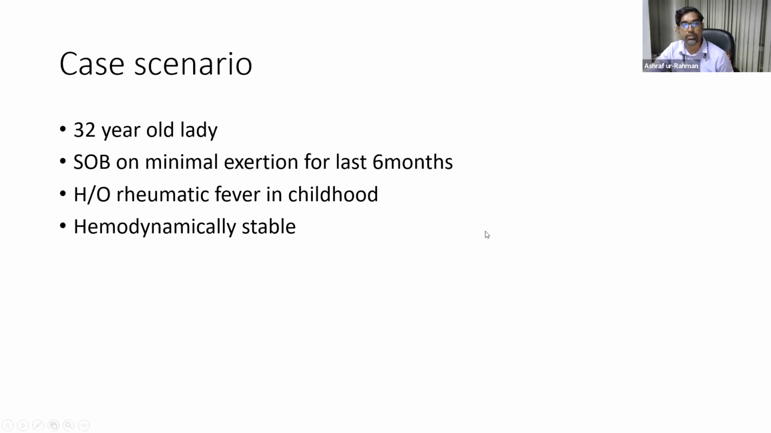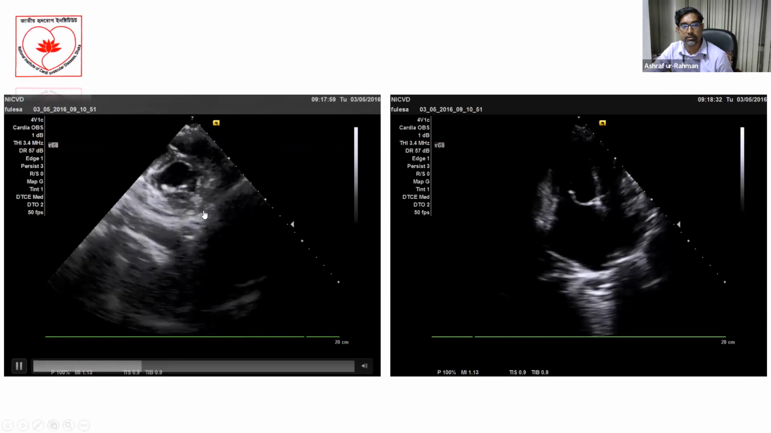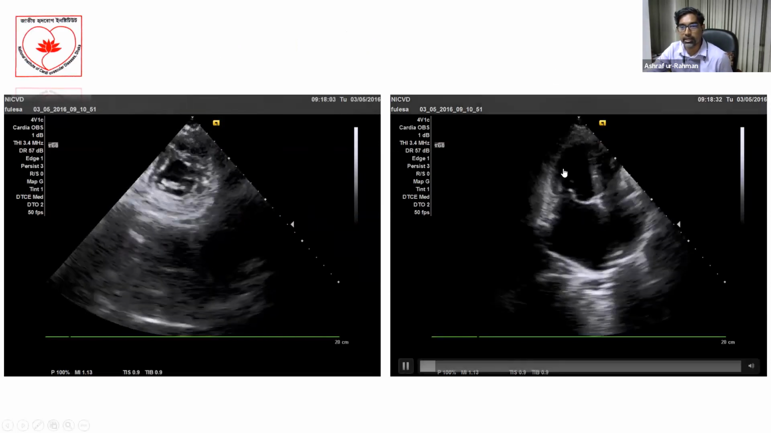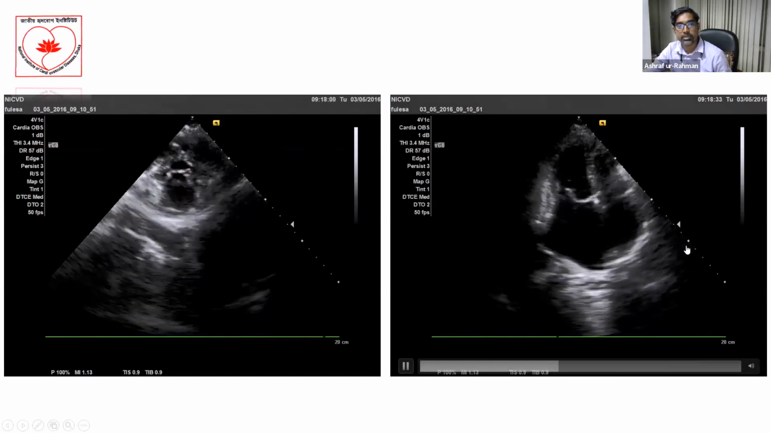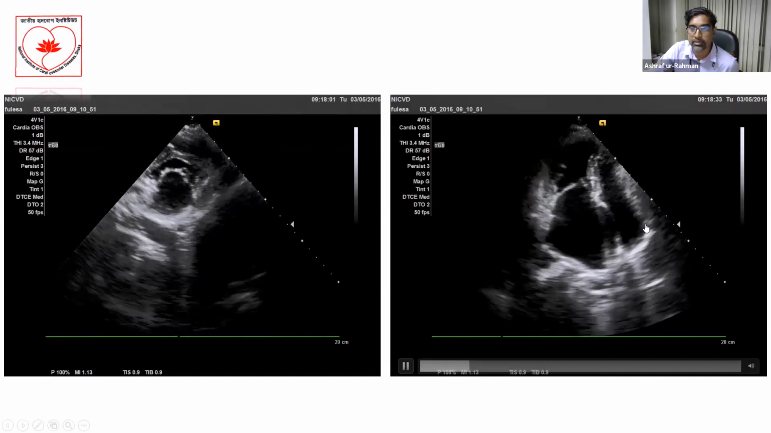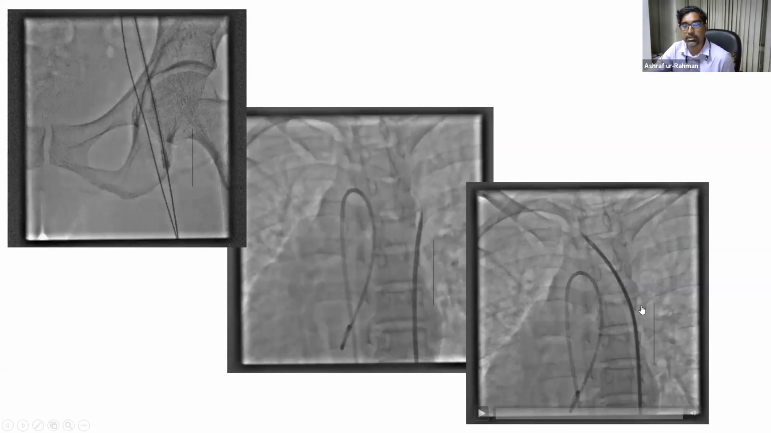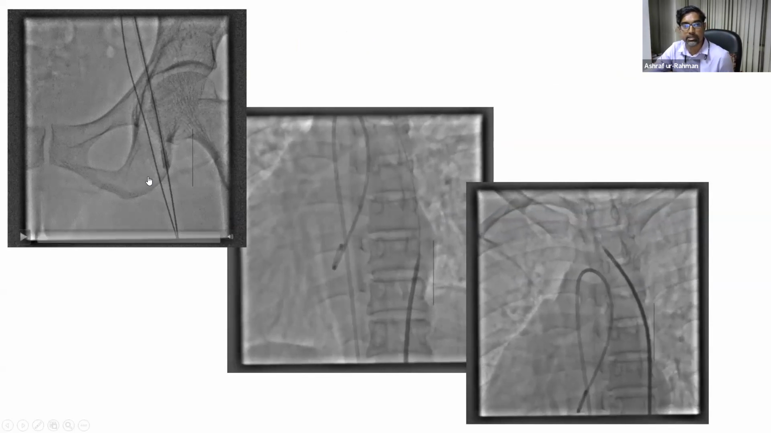The next case, a 32 years old lady with shortness of breath for the last 6 months with history of rheumatic fever. And this is the valve area. You can see there is MS. And here you can see the LA and RV is in the right side. So this patient actually has dextrocardia. So we did the first case of a dextrocardia patient approaching for PTMC. The first case of PTMC in dextrocardia patients was done in our center.